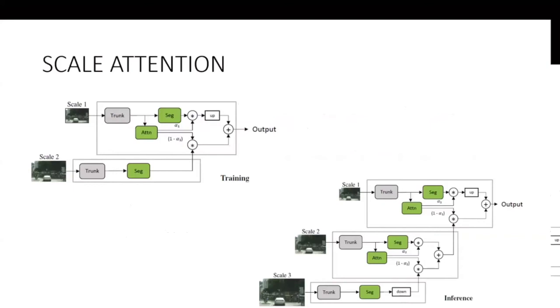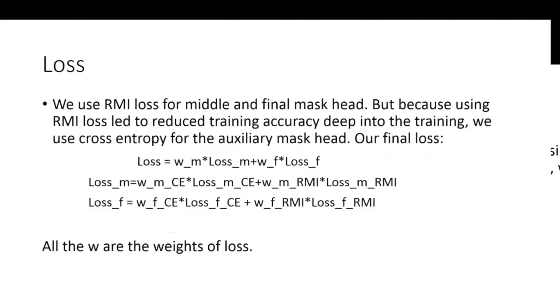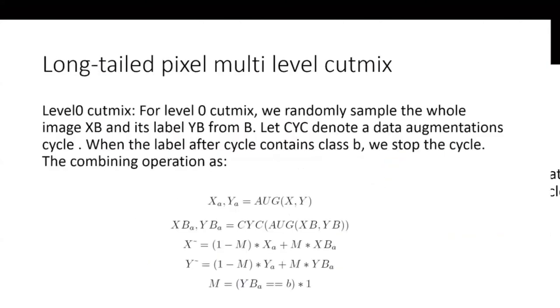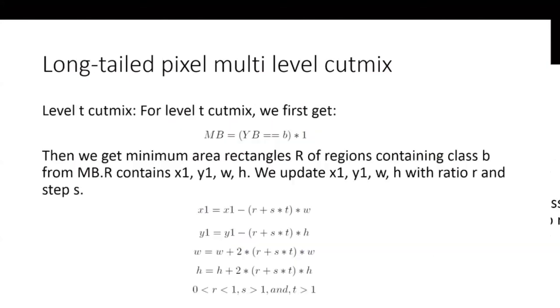When training, we use the original scale and the downsumming inter. When inference, we use the original scale and the downsumming and the upsumming inter. We use the Y loss and the C loss or final loss. We also use the long tail pairs of multi-level cameras.